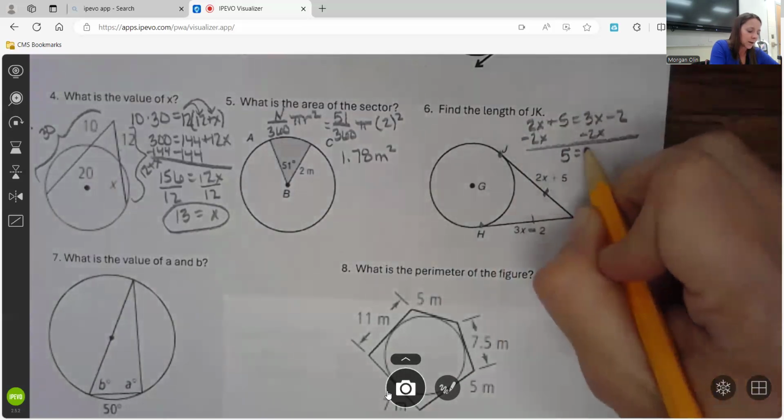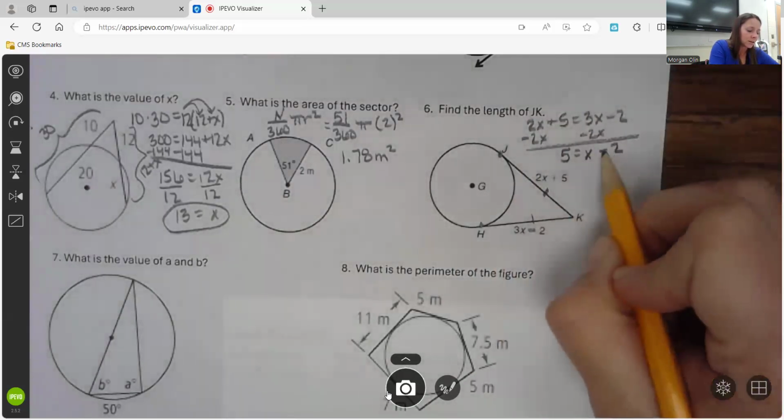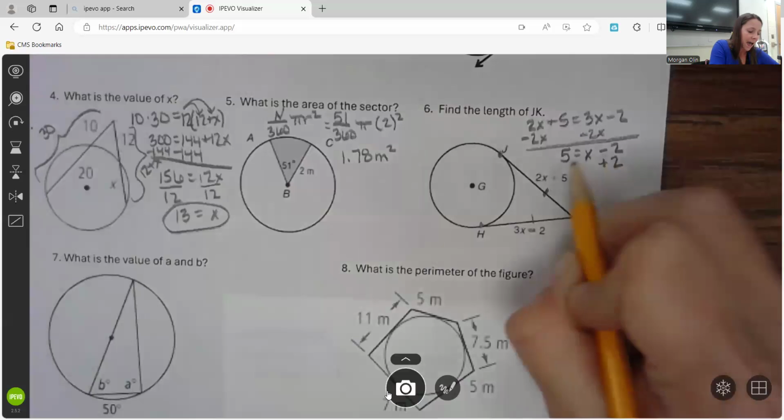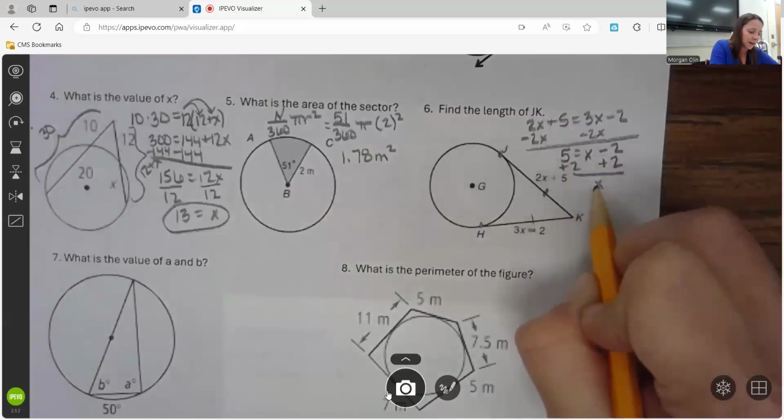All right, 3x minus 2x is x minus 2. And here, to get x by itself, do the opposite, add 2 to the other side. So I get x equals 7.